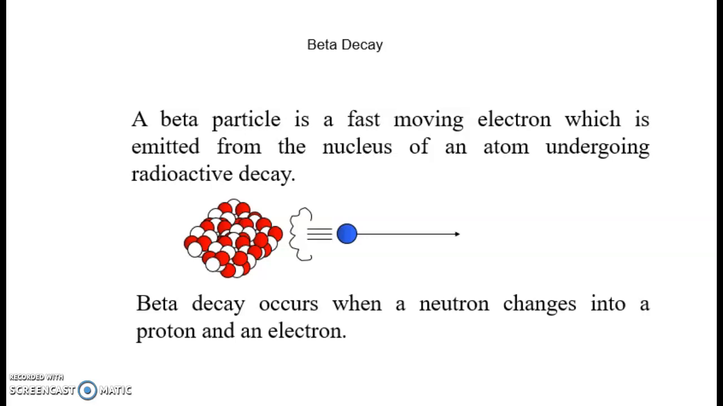So again, we left off with beta decay, and a beta particle is a fast moving electron which is emitted from the nucleus of an atom undergoing radioactive decay. Normally you don't find an electron in a nucleus, but when you have a huge unstable nucleus, it emits a positron which decays into a little beta negative electron.